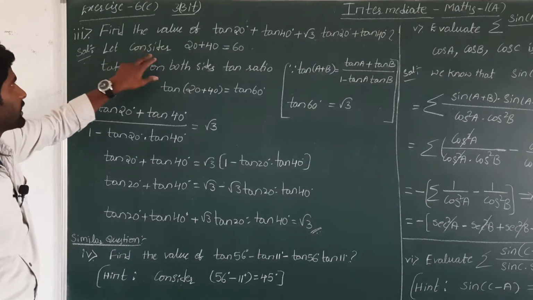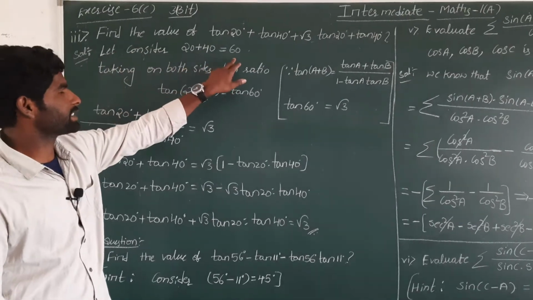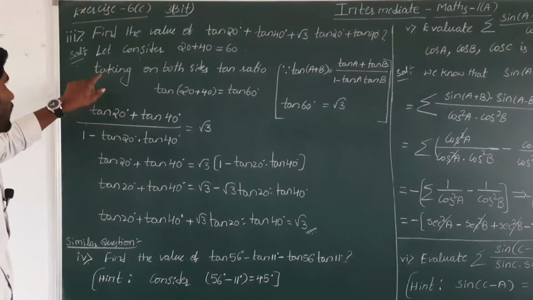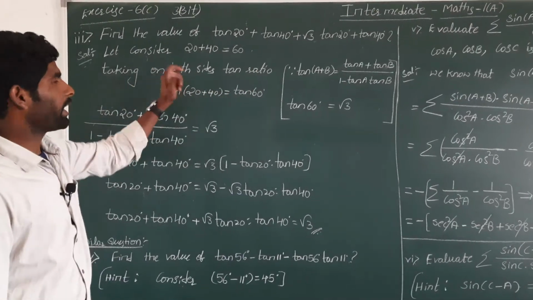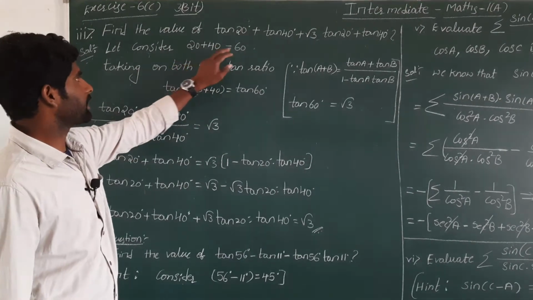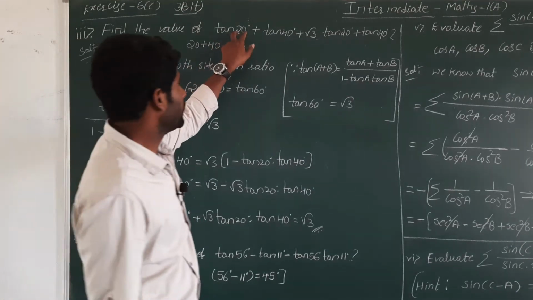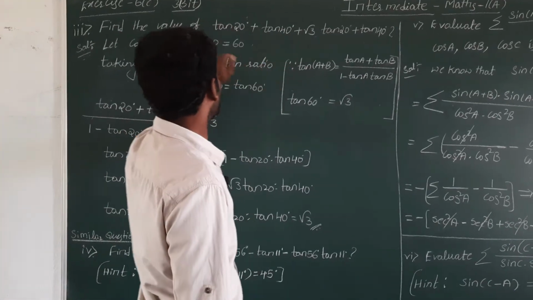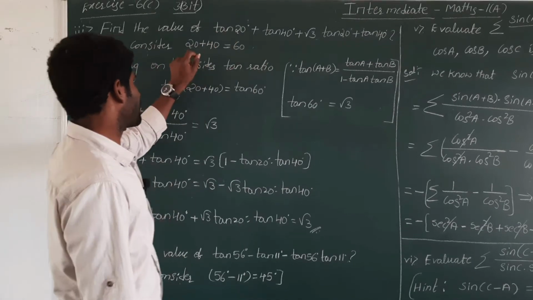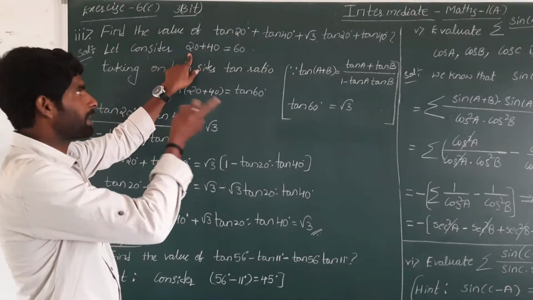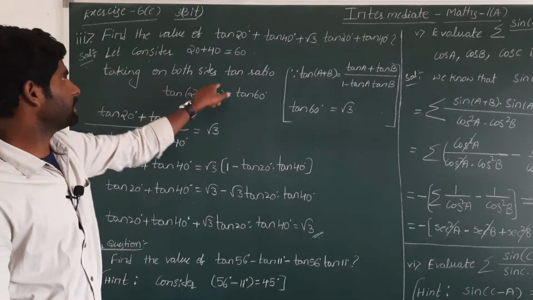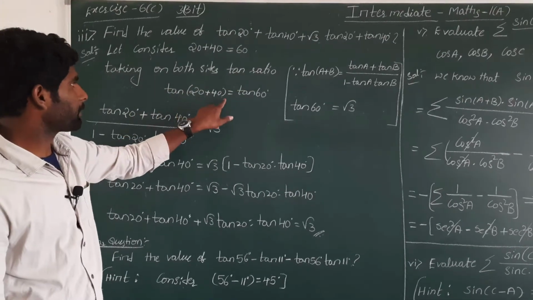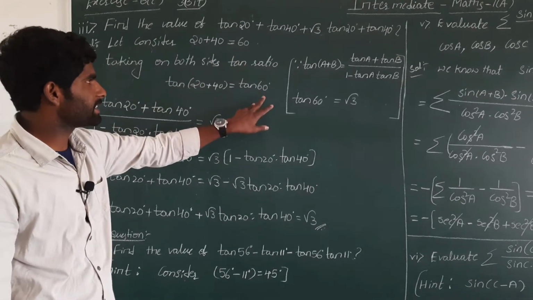Let's consider 20 plus 40 is equal to 60. Taking the tan ratio on both sides. Why am I taking 20 plus 40 equals 60? Because in our solution, 20 plus 40 is there. So tan of 20 plus 40 is equal to tan 60.